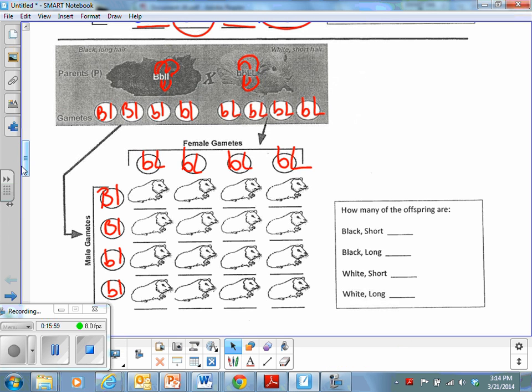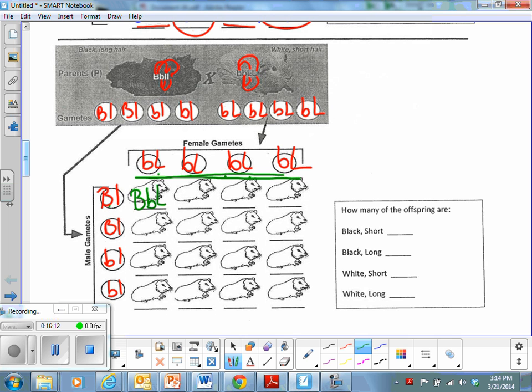If you notice, all of these are the same, right? So if I do this cross, big B, little L with big L, little L, what are these all going to look like? The exact same. Save yourself the trouble, just draw the arrow. It's perfectly okay for you to do that, because that shows me that you know that all of these guinea pigs will look exactly the same.